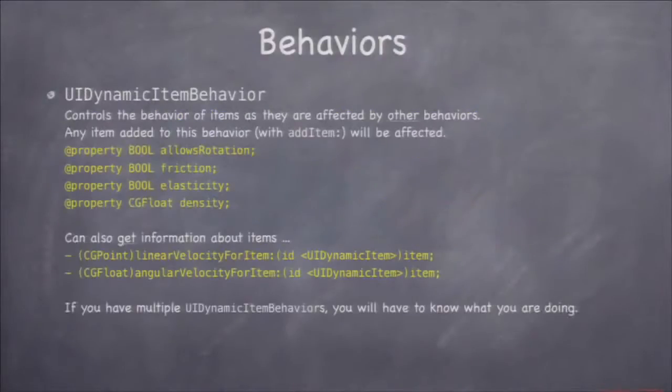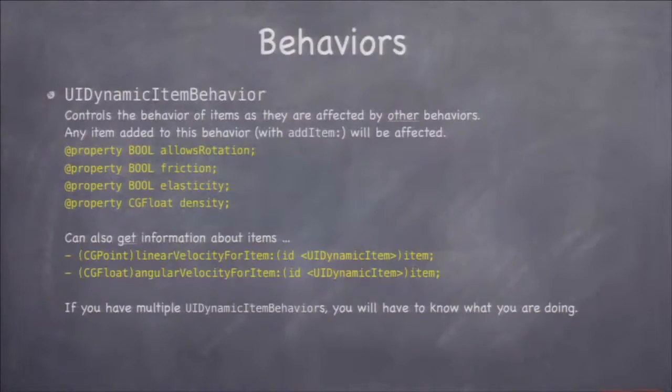Okay? So, another thing about behaviors is you want to be able to set this friction, elasticity, the density, all these things I was talking about. You want to set them on the items independent of the other behaviors. Okay? So, if I have friction, I want it to apply whether it's gravity that's causing the thing to move or whether a collision caused it to move. So we don't put the friction and the density and stuff like that in collision behaviors or gravity behaviors. We put it in its own behavior called the items behavior. So there's a class, a behavior called UI dynamic item behavior.